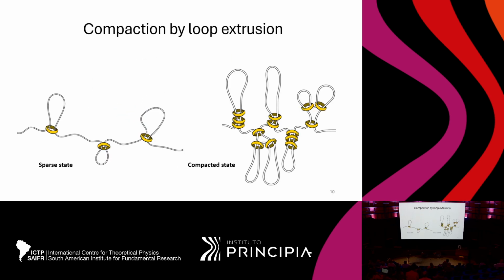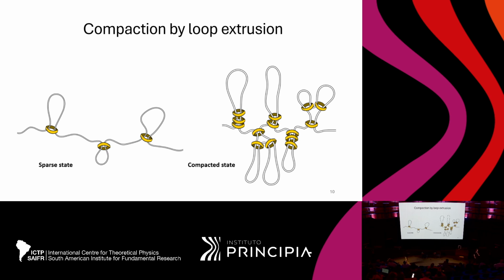So the idea is that they are already working in interphase, and they can bring different regions, different loci, together and form TADs, for example, different loops. But then when you put lots of them, we have this compacted state, because one of the rules of this extrusion is that when they meet each other, they stop. So they end up bringing these loops side by side.